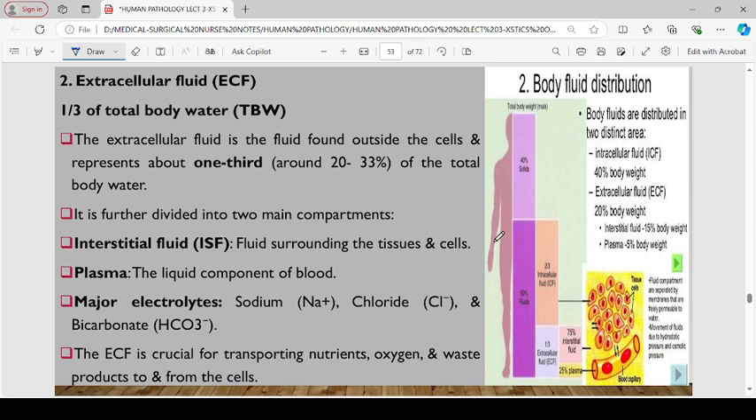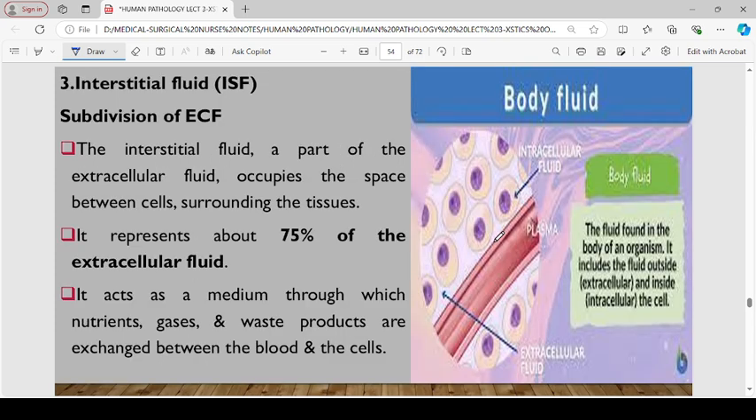That's about 20 to 30% of the total body weight. This extracellular fluid is further divided into two major compartments. We have the interstitial fluid, which is fluid surrounding the tissues and the cells. Then we have the plasma, which is the liquid component of blood. What are the major electrolytes here in extracellular fluid? Well, we have sodium, chloride, and bicarbonate. Remember, the extracellular fluid is crucial for transporting nutrients, oxygen, and waste products to and from the cells.